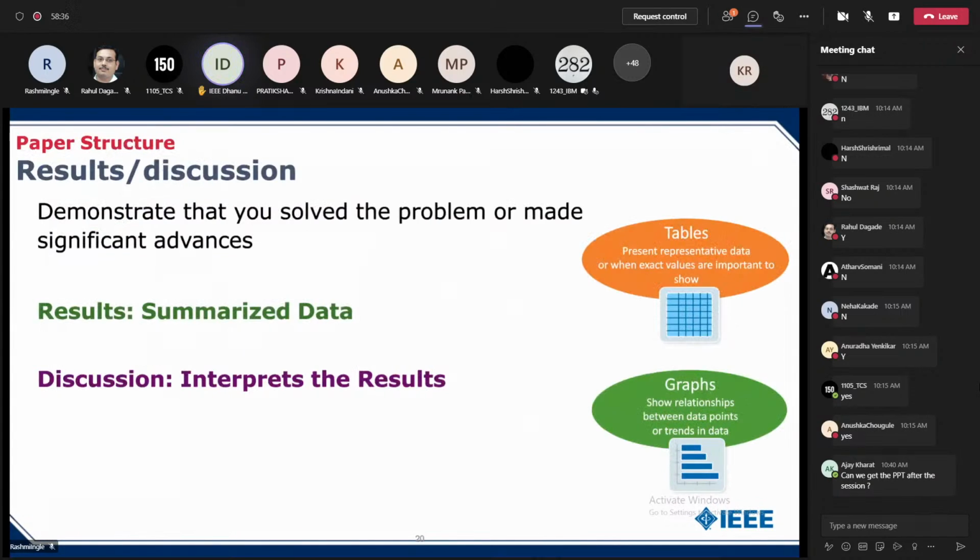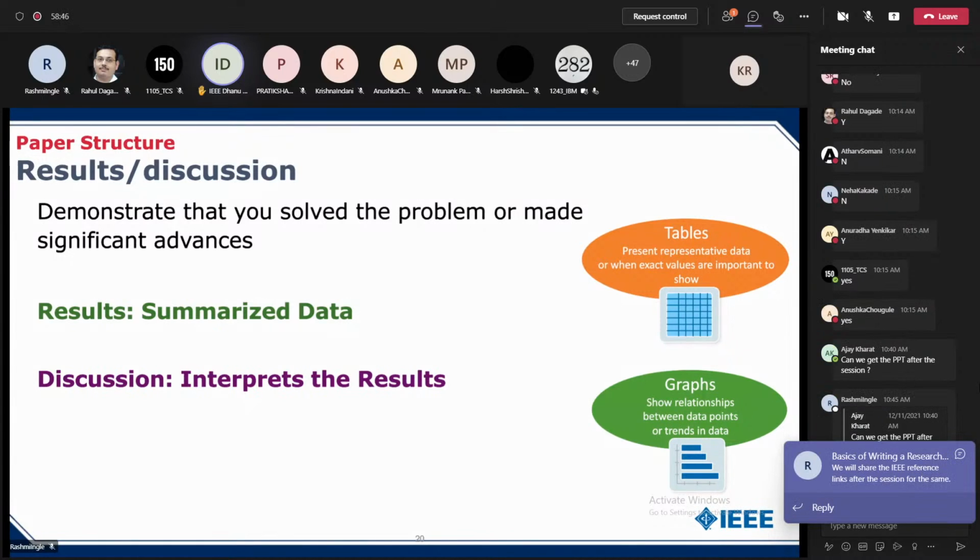Results and discussion. Once you're done with the methodology aspects, you have the results in front of you, which give summarized data. The discussion is where you have to interpret the results. If you get to know a result, you need to come out with a proper interpretation.